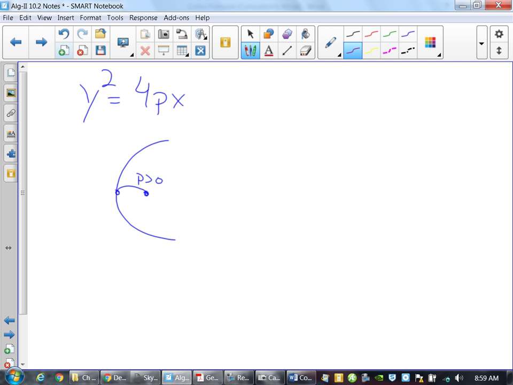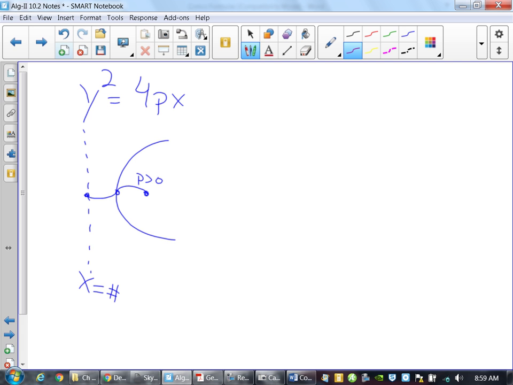Your directrix, going this way, is a vertical line. The equation of every single vertical line is going to be, y equals x? No, that's a line that has a slope of 1. x equals y equals 0? No, it's x equals some number.